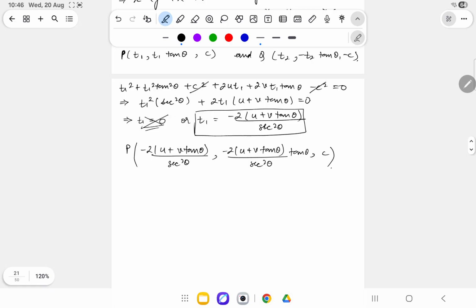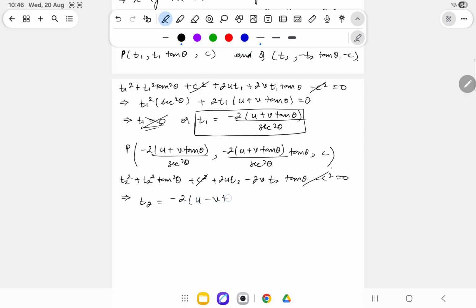Likewise I can substitute coordinates of point Q in equation 2 and we'll see what we get. So we'll get T2 square plus T2 square tan square theta plus c square plus 2u T2 minus 2v T2 tan theta minus c square equals to 0. If I solve it for T2, I'll get my T2 as (minus 2u minus v tan theta) upon sec square theta. So using this I can find coordinates of point Q. So my point Q will be (minus 2u minus v tan theta upon sec square theta, (2u minus v tan theta) tan theta upon sec square theta, minus c).